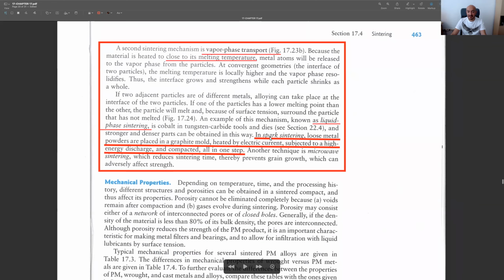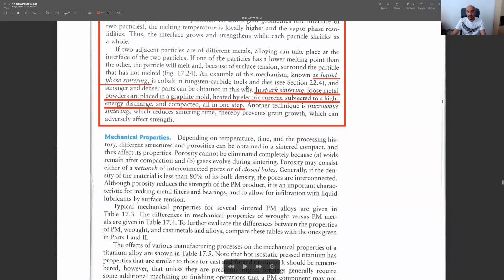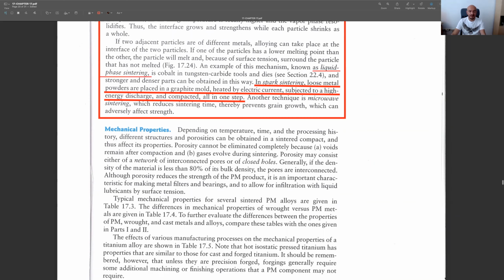And we also have spark sintering. This is, again, highly difficult, but the advantage is that you can simply do this sintering and compaction at a time. As the name implies, we actually apply current, and we apply some sparks. With the help of this electrical discharge, the powders are melted and joined together. As I said, this is quite difficult to implement.